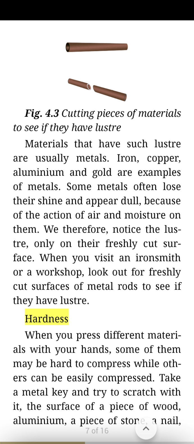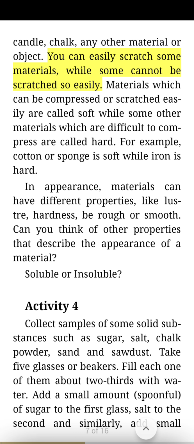Hardness. When you press different materials with your hands, some of them may be hard to compress while others can be easily compressed. Take a metal key and try to scratch with it the surface of a piece of wood, aluminium, a piece of stone, a nail, candle, chalk, any other material or object. You can easily scratch some materials, while some cannot be scratched so easily. Materials which can be compressed or scratched easily are called soft, while some other materials which are difficult to compress are called hard. For example, cotton or sponge is soft while iron is hard.